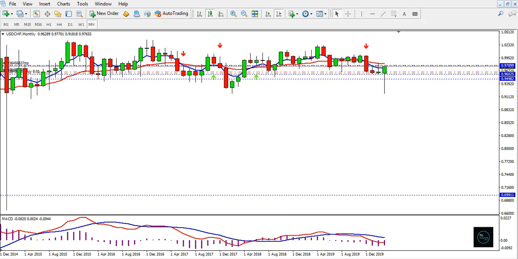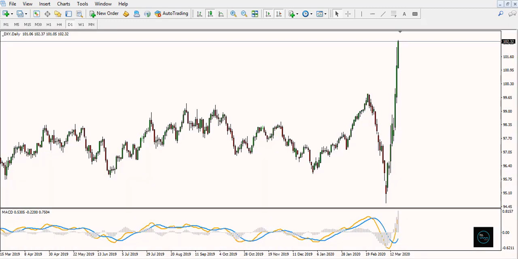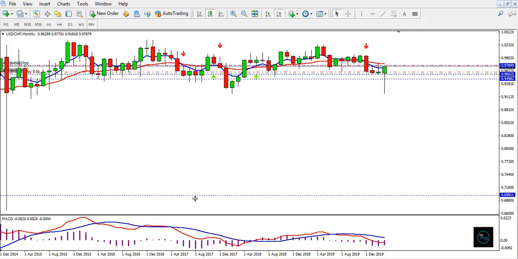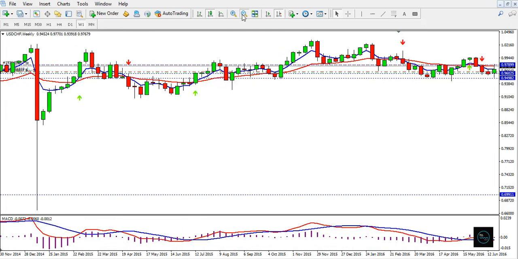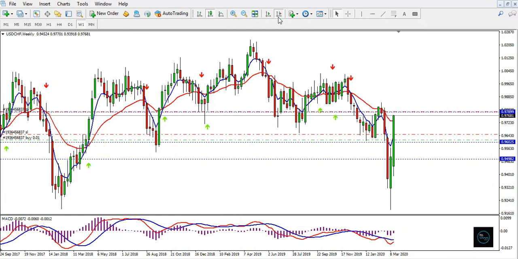Let me quickly go to the dollar index and show you what's been going on. You can see that the dollar has been on a tear going upward for some time now. So this was what I saw, and I knew that the USD CHF still had the capacity to go bullish for some time.